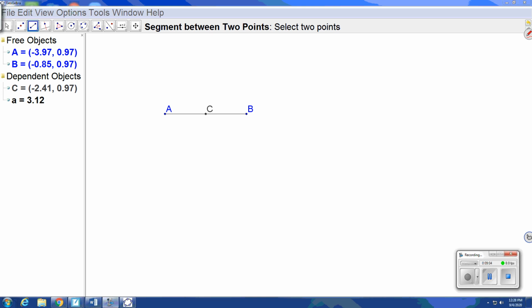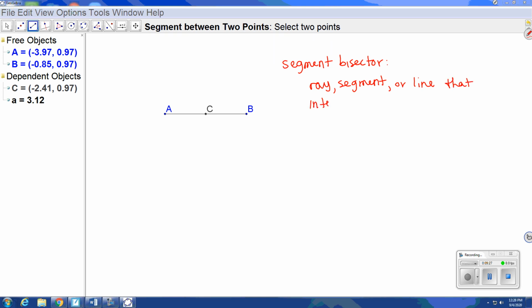And speaking of bisection, to end the video, you should be aware of what a segment bisector is. And that's just referring to a ray, segment, or line that intersects the segment at its midpoint.